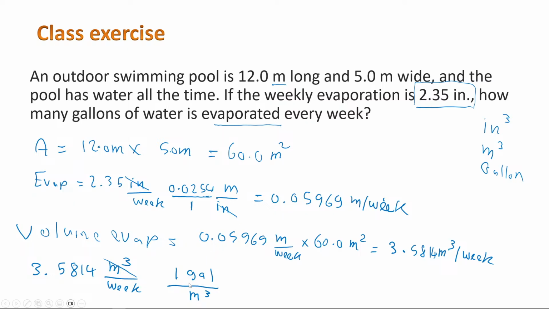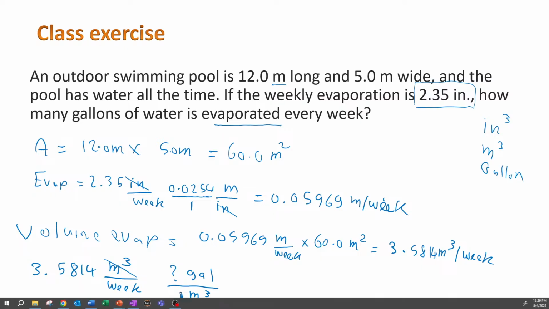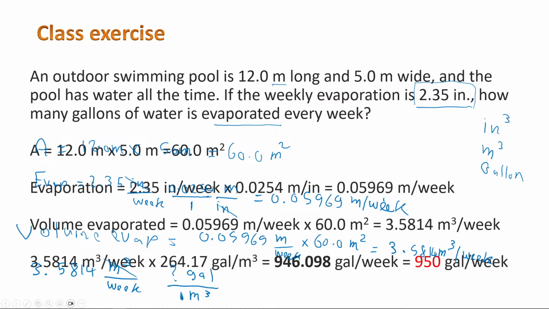Sorry, I made a mistake here. This is 1 meter cube, because I want to get rid of this. So it's 1 meter cube has how many gallons, not the other way around. Because the number we got is very small, if we calculated it the other way, that wouldn't work. So to get rid of this 1 meter cube, I get 1 meter cube. Oops.